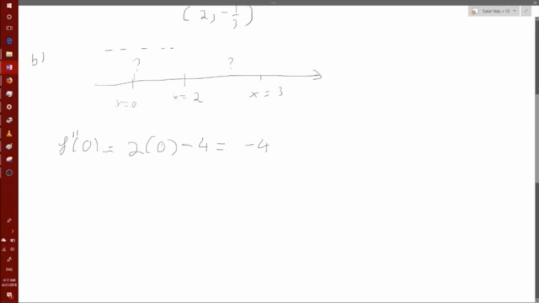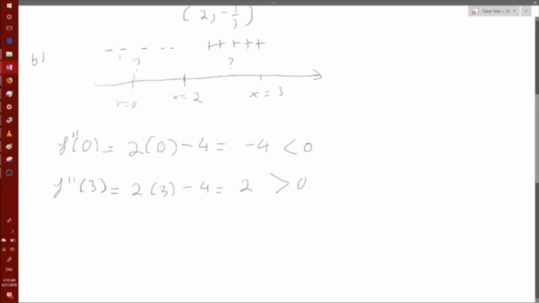Now let's find the right side of the inflection point. We plug in 3 into the second derivative of the function. We get 2 times 3 minus 4. So we got 6 minus 4, so we get 2, which is positive, right? So what does it mean? It means that from the left side of the inflection point, the sign is negative, but from the right side of the inflection point, the sign is positive. That means this is a legitimate inflection point. It is not a fake inflection point.